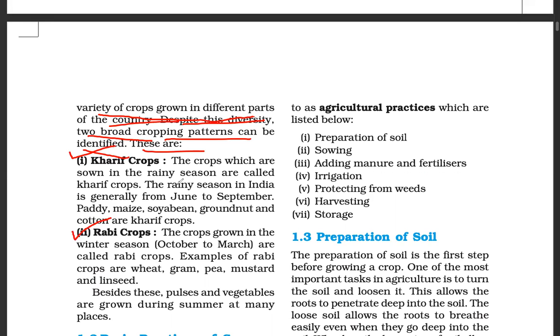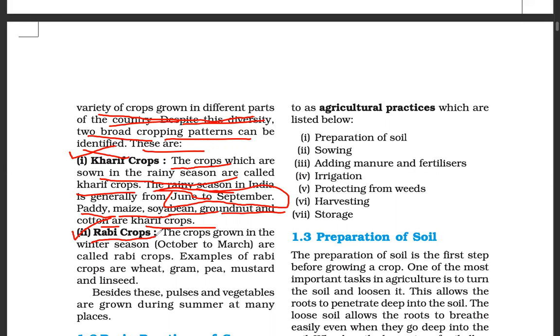So kharif crops are basically grown in the rainy season, which is from June to September. For example, paddy, maize, soybean, groundnut, and cotton are some kharif crops. Okay, so basically the definition is the crops which are sown in the rainy season are called kharif crops. The rainy season in India is generally from June to September.